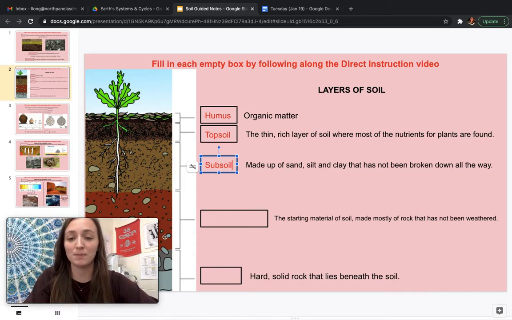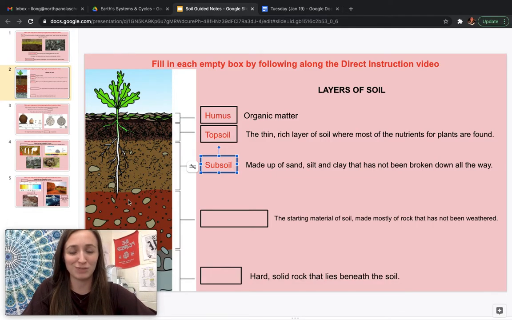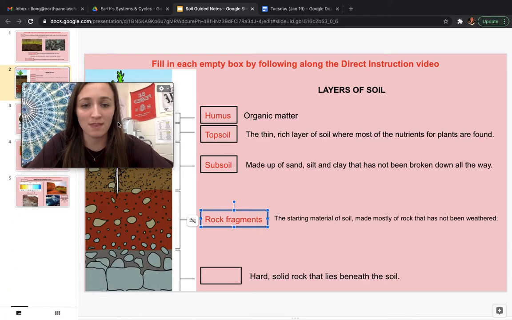Now below the subsoil, you aren't going to get much plant action down there. There's not going to be much happening down here. This is going to mostly be rock fragments. So in this layer, like it says, it's just going to be small fragments of rock. You've got some of that sand, silt, clay, some of that dirt hanging out, but mostly you have bigger chunks of rock that haven't completely worn down like they have up here in the subsoil or the topsoil. So like I said, you're not going to get much growing down here.